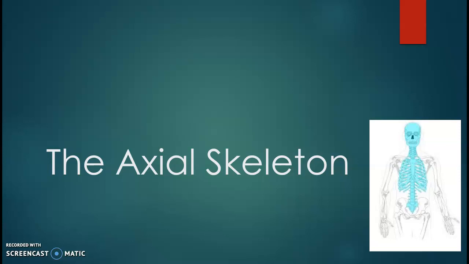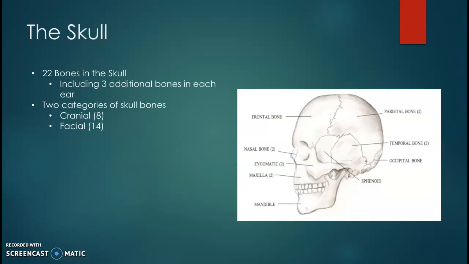Included in the axial skeleton is the skull, all of the vertebrae in the vertebral column, the rib cage, sternum, sacrum, and coccyx. So first we're going to discuss the skull.